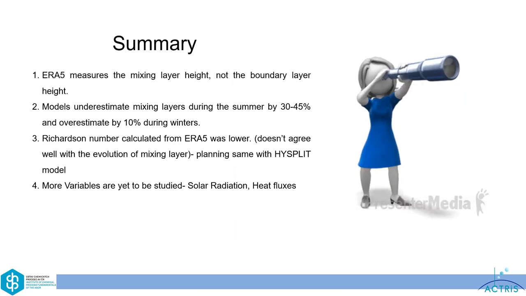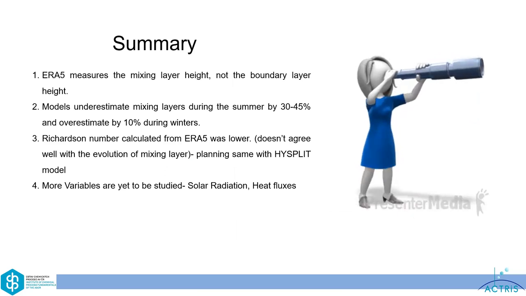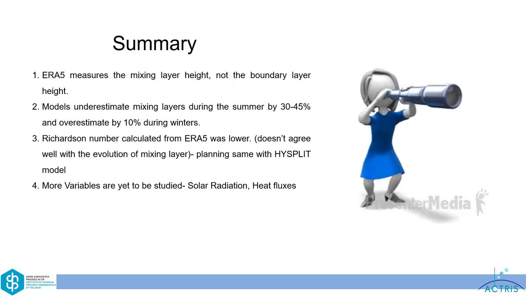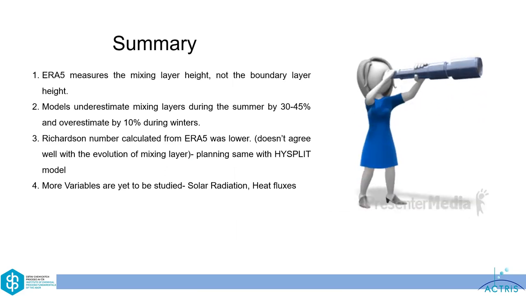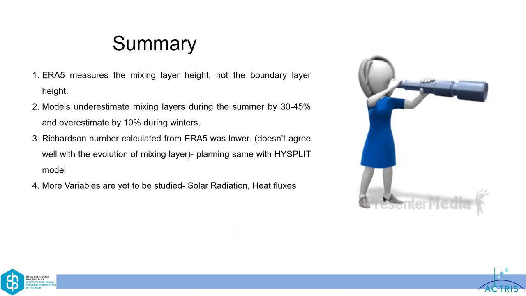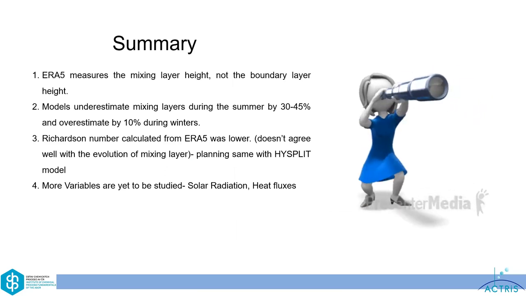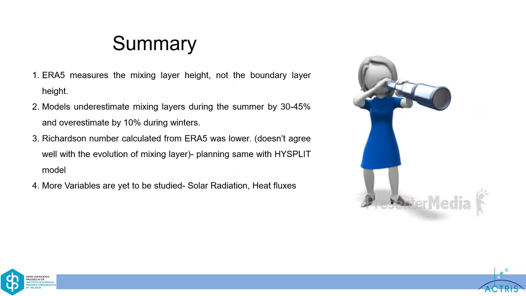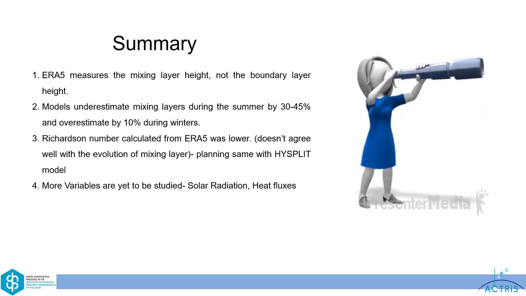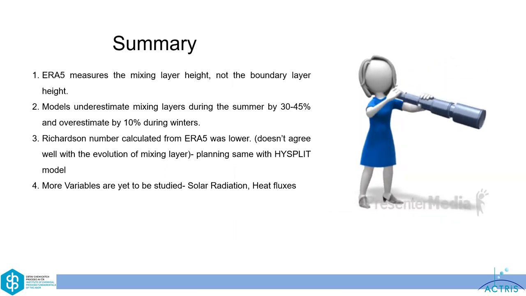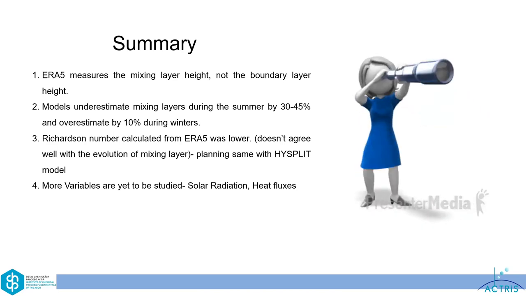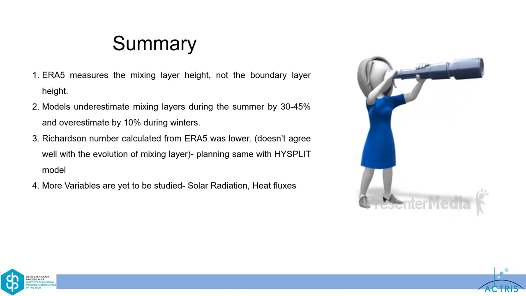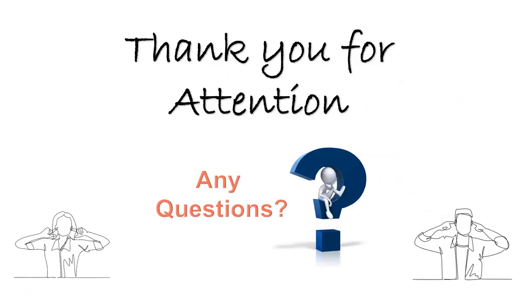Error 5 measures the mixing layer height, not the boundary layer height. Models underestimated the mixing layer more in the summers than in the winters. And the lower Richardson number from error 5 opposes its own observations, basically. We are planning to study this Richardson number from the high split models as well, and more variables will also be studied, like solar radiation and heat fluxes. That's all. Thank you for listening.